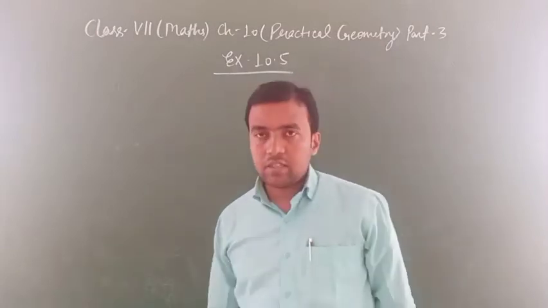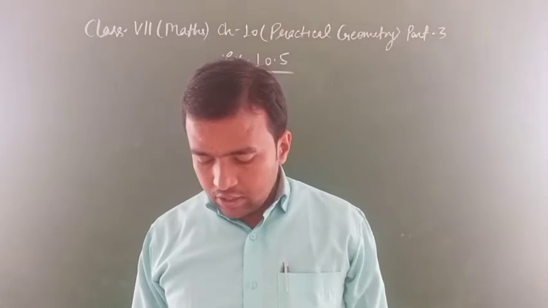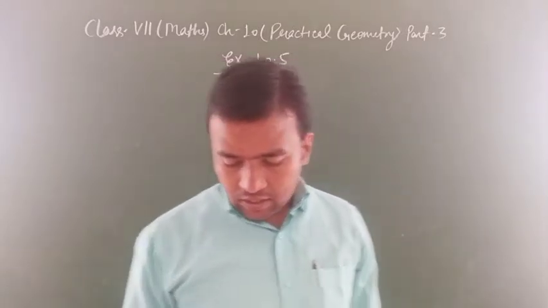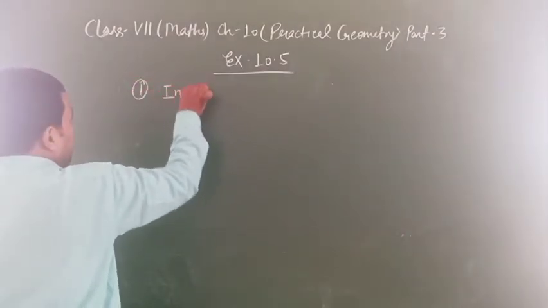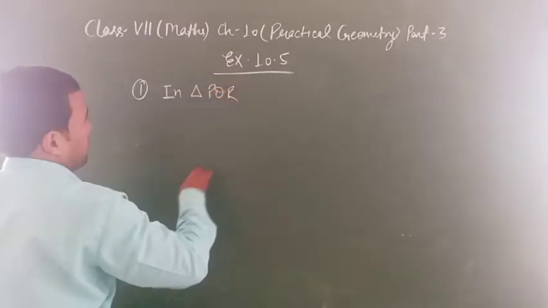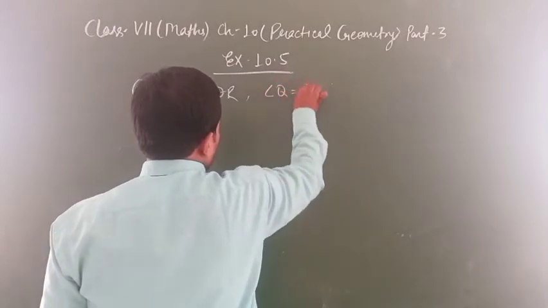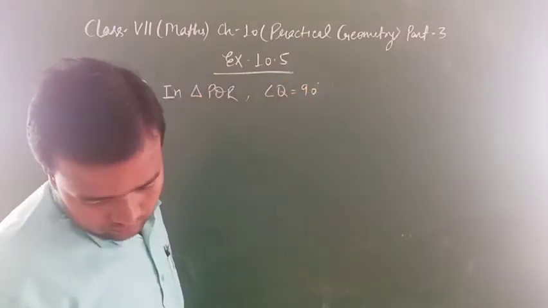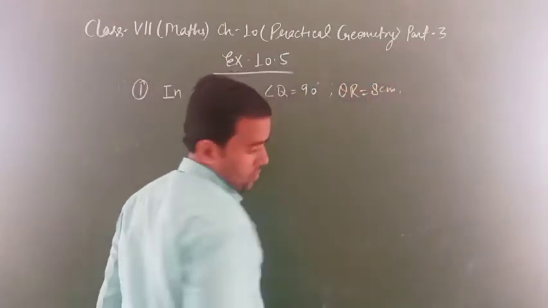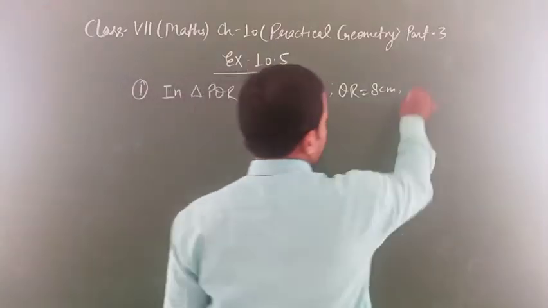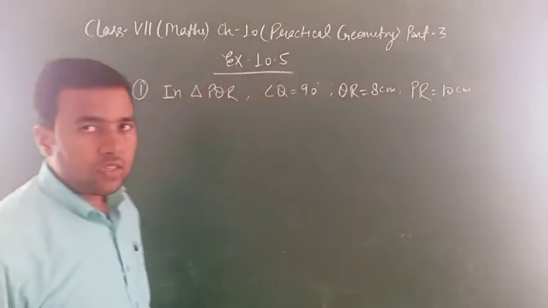First question, exercise 10.5. Construct the right angle triangle PQR where angle Q is 90, QR 8 cm and PR 10 cm. Means in triangle PQR, clear? Angle Q 90 degrees, QR 8 centimeters and PR 10 centimeters. Okay, it is given.